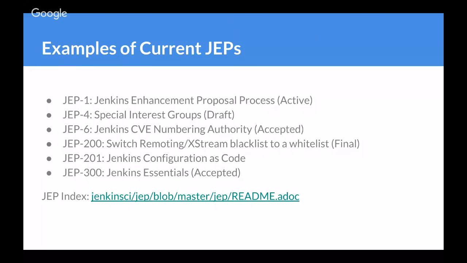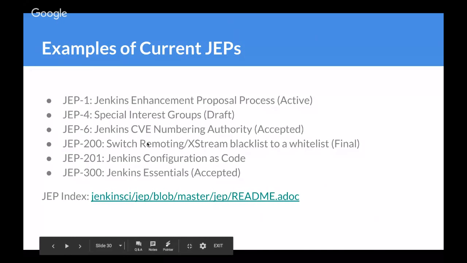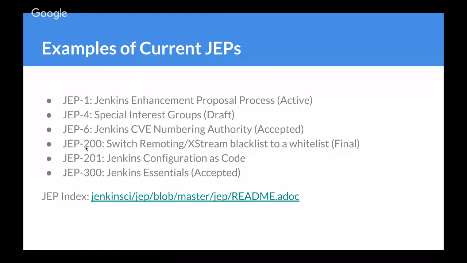So now I see on your list, for instance, JEP 300 for Jenkins Essentials is accepted. How is that evolving if the JEP has been accepted? Because Jenkins Essentials, I don't think, has been released yet to the world. Is it evolving through additional JEPs or through revisions to that JEP itself?